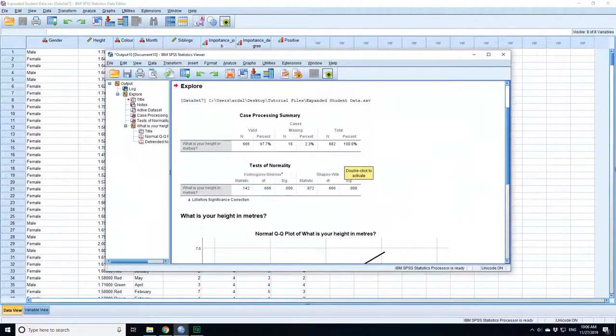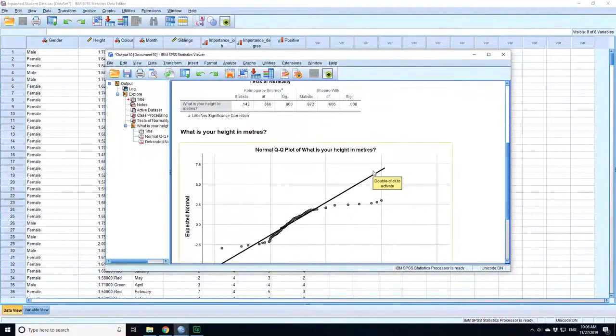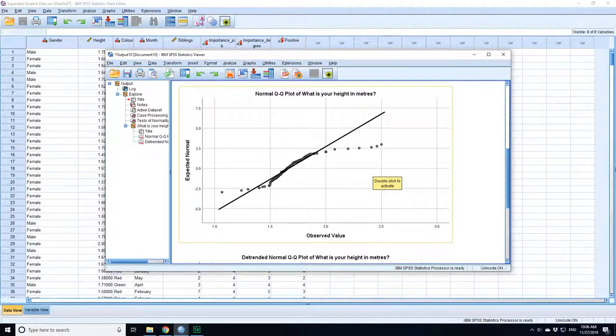Now if I look at my output, I get this. What's the height in meters? There's 666 people that are valid, 97.7%. There are 16 missing values, which is 16%. So here is the QQ plot. Now if it was perfectly normally distributed, you wouldn't get any variation off at the bottom here or at the top. It would just go in a perfect diagonal.